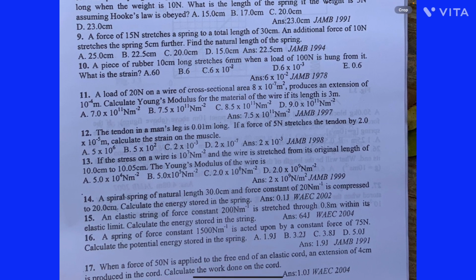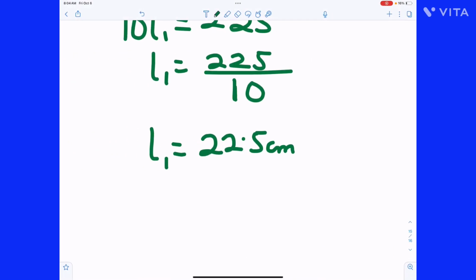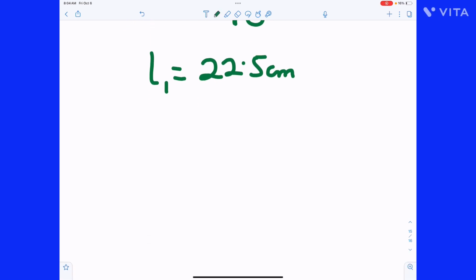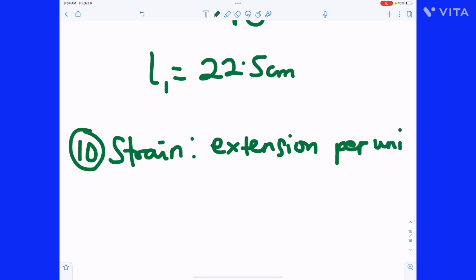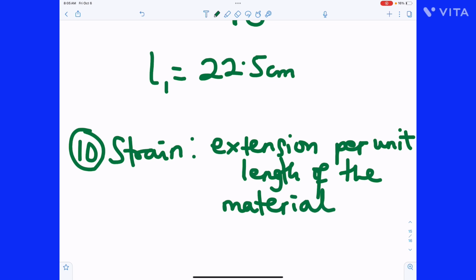Question 10 says, a piece of rubber 10 centimeters long stretches 6 millimeters when a load of 100 newtons is hung from it. What is the strain? That brings us to another part of elasticity. Number 10. Strain. Let me define it first. The strain on an elastic material is the extension per unit length of the material.